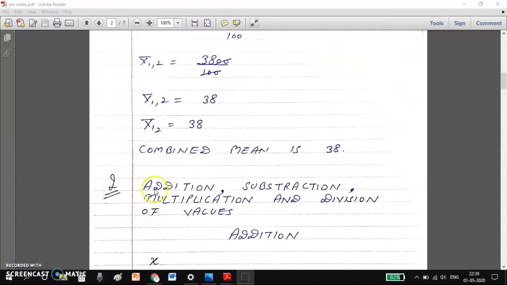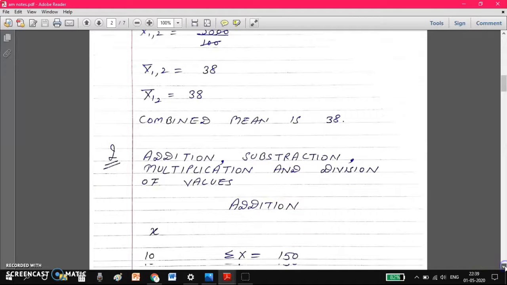Next is the addition, subtraction, multiplication and division of values. Any value can be asked of you to add in the X. So this is how we'll go.